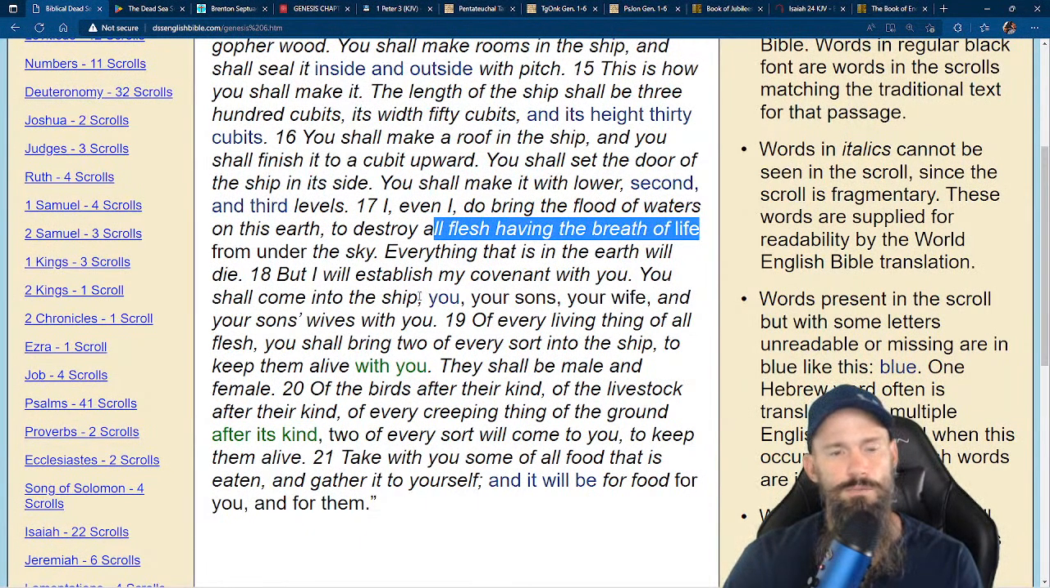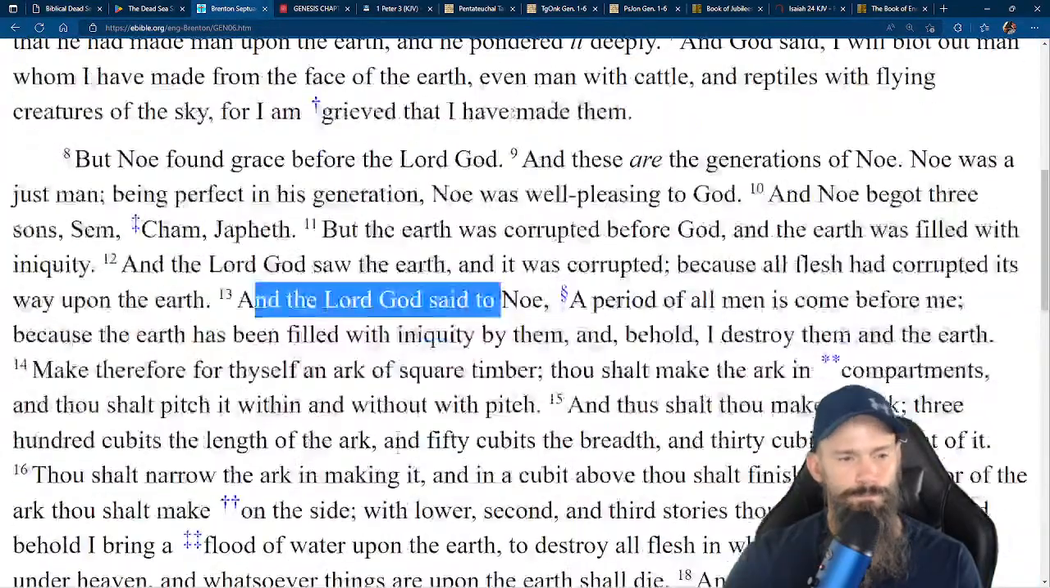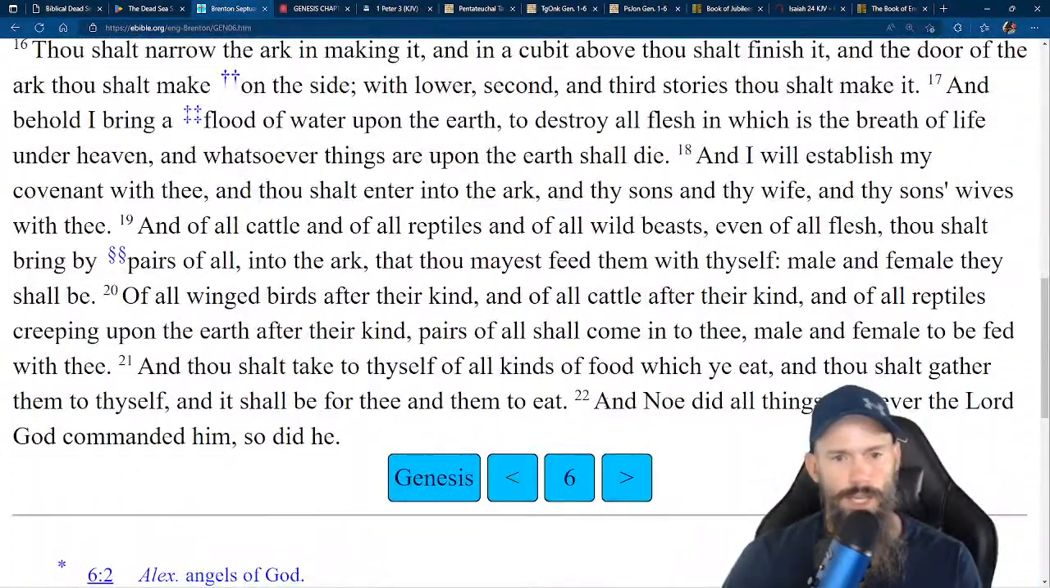You shall come into the ship, you, your sons, your wife, and your sons' wives with you. Of everything of all flesh you shall bring 2 of every sort into the ship, to keep them alive with you. They shall be male and female. Of the birds after their kind, of the livestock after their kind, of every creeping thing of the ground after its kind, 2 of every sort will come to you, to keep them alive. Take with you some of all the food that is eaten, and gather it to yourself, and it will be for food for you and for them. 21. And Noah did all things whatsoever Yahuwah commanded him, so did he.